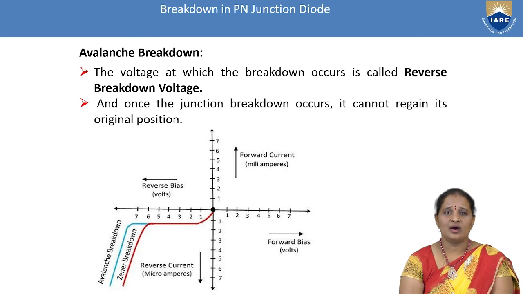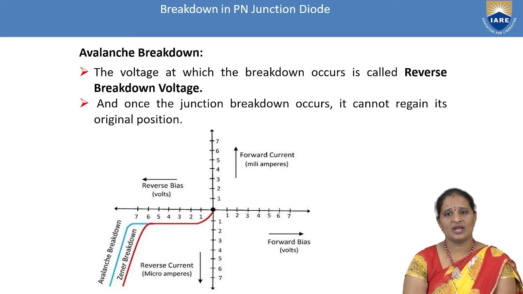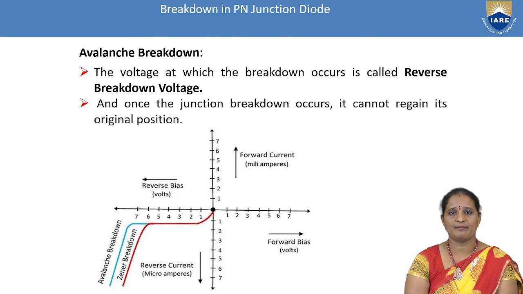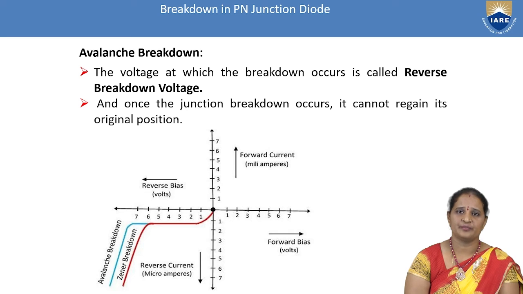When avalanche breakdown happens in a lightly doped diode, we cannot recover; that means the diode cannot recover its original position. Once it is damaged, we cannot use it further. So this is about avalanche breakdown.